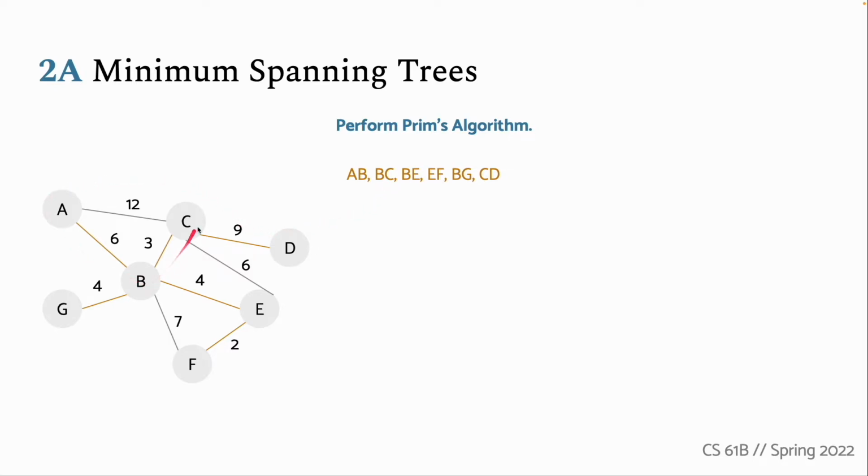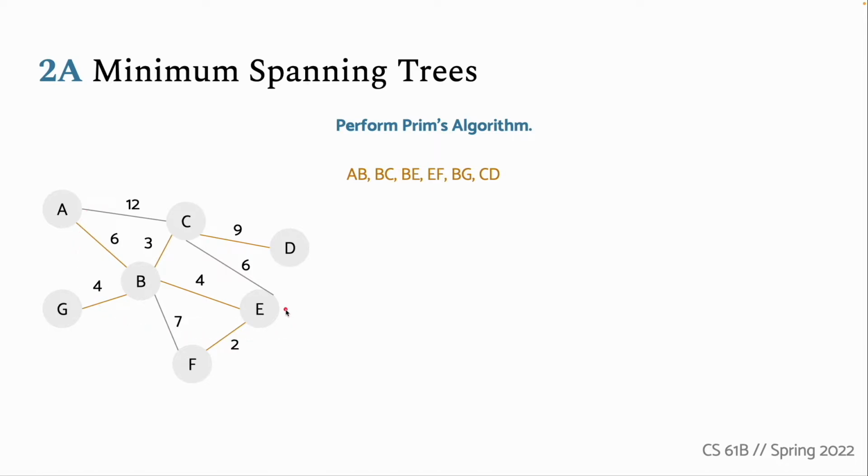Now A, B, and C are all in our MST. The outgoing edges are 9, 6, 4, 7, and 4. We're just going to pick the one that comes alphabetically first to tie break between these two 4s. So we're going to include this BE edge. So that's our next edge. And now A, B, C, and E are all included in our graph.